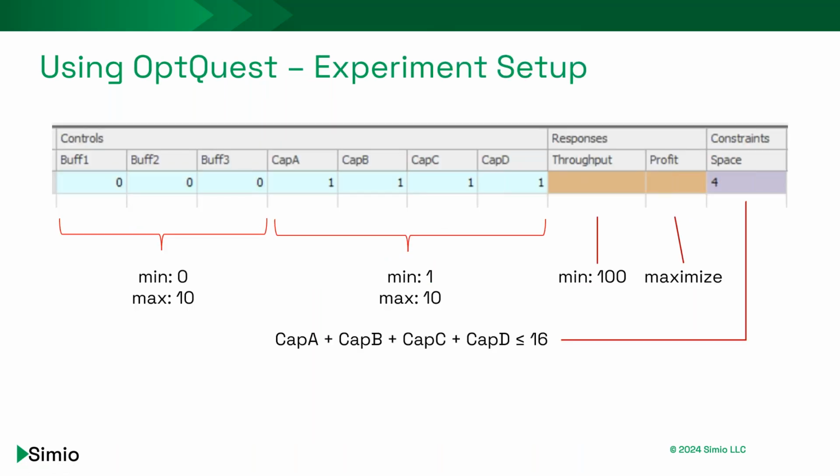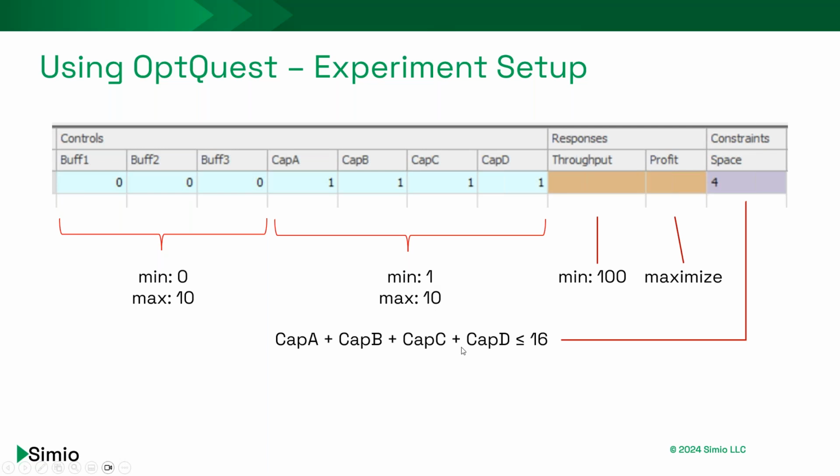The second tool that I want to talk about is OptQuest. So using OptQuest is a Simio add-in that I can use to help me with the optimization. And so the optimization that I'm going to solve here is I'm going to specify that my 3 buffers can vary between 0 and 10. My 4 machine capacities can vary between 1 and 10. So these are the decision variables.